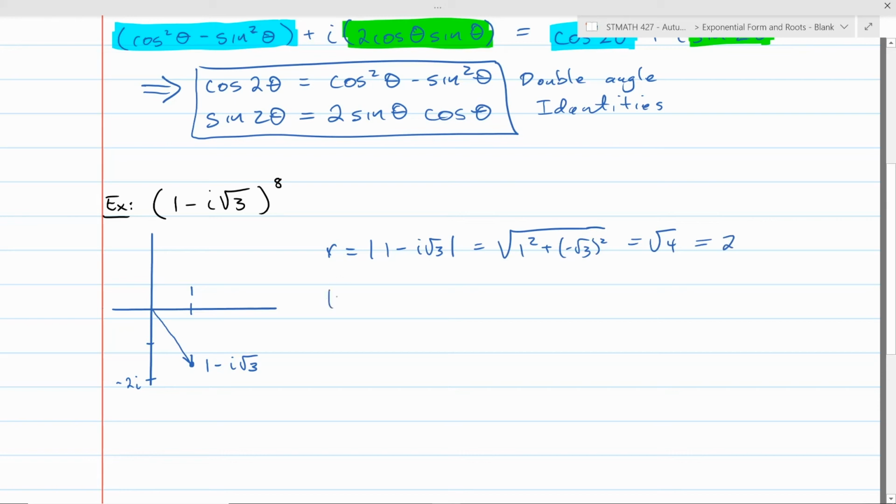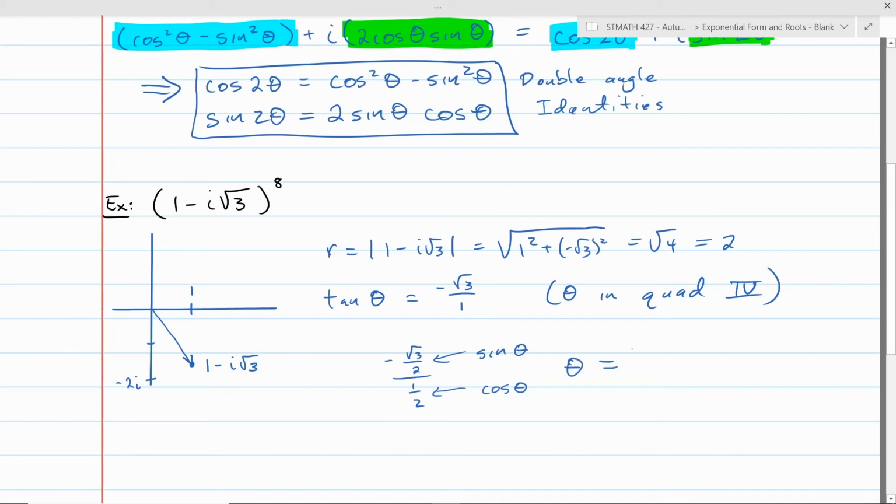And then tangent of theta is equal to y over x. So that's negative square root of 3 over 1. And here I want to make note that theta is in quadrant 4. And so I've got to think. I always think, okay, I've got to have something like negative square root of 3 over 2 over 1/2. I want this to be sine of theta, the negative square root of 3 over 2, and I want this down here to be the cosine of theta, so that'll work out to just be negative square root of 3 if I take the tangent of it. So it looks like that angle is going to be negative pi over 3.